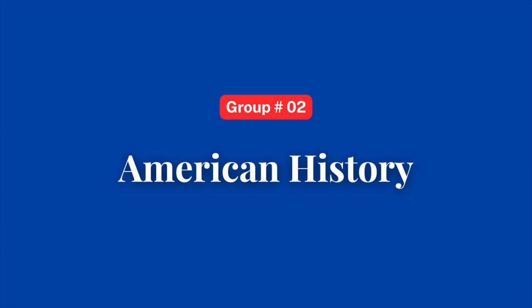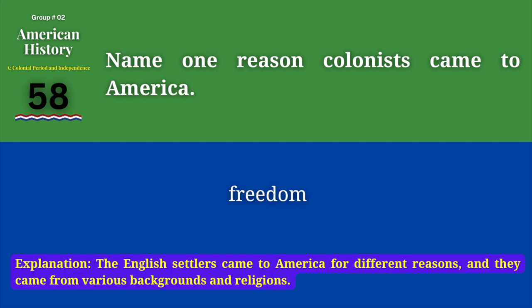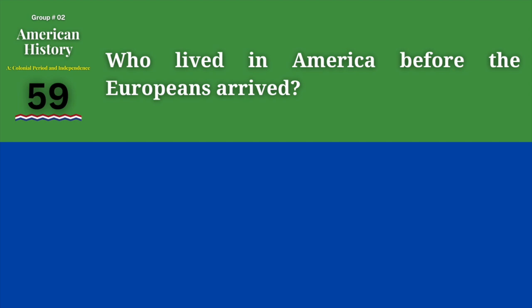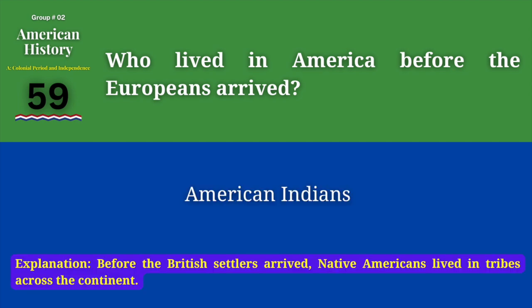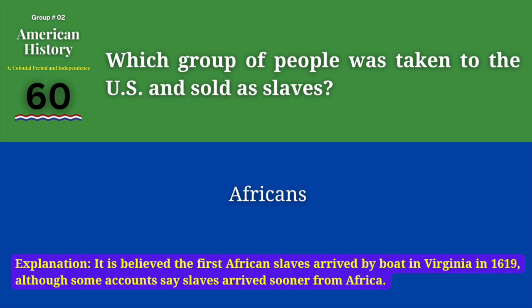Group 2. American history. Name one reason colonists came to America. Freedom. Who lived in America before the Europeans arrived? American Indians. Which group of people was taken to the U.S. and sold as slaves? Africans.